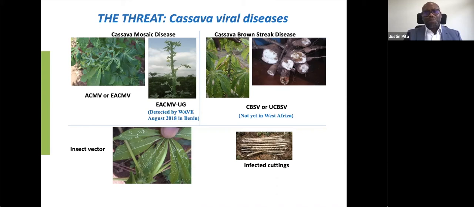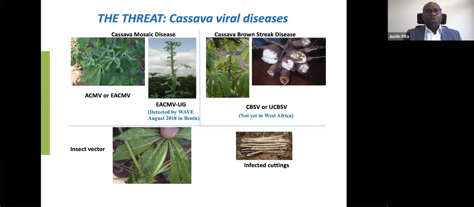roots. And it's the root that is eaten. It's the root that we are using to make starch, for our consumption. But this disease is really creating loss of harvest, about 90 to 100% of harvest lost. The good news is that this disease, CBSD, on my right here, is not yet in West Africa. So it gives us a window of opportunity to be proactive.